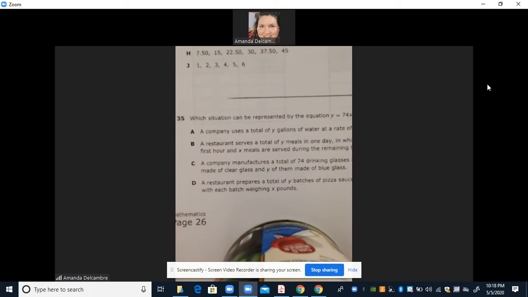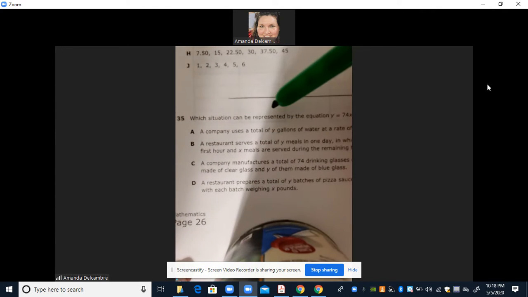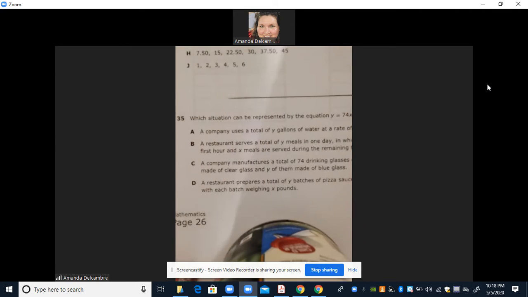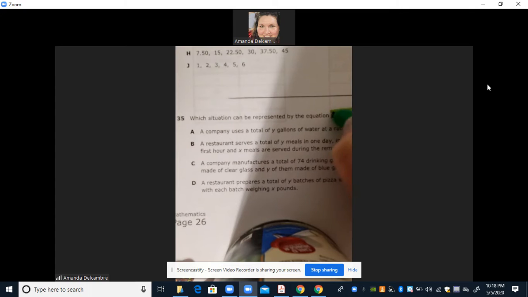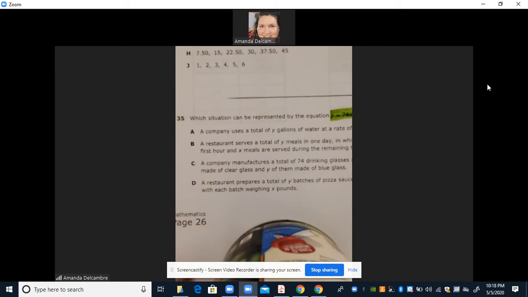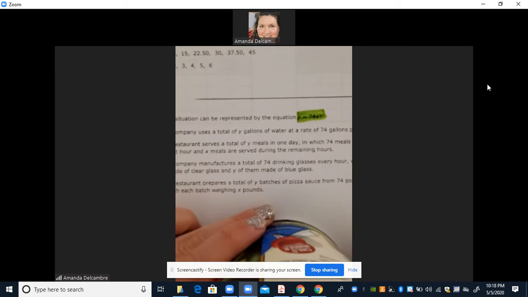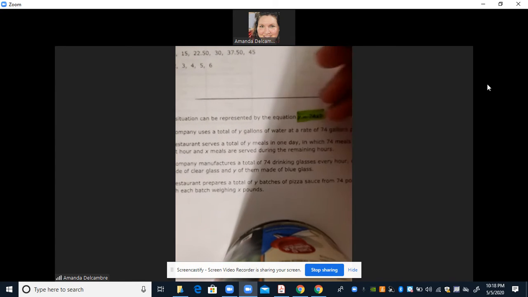Okay, let's look at number 35. Which situation can be represented by the equation y equals 74x? Okay, so y equals 74x. What type of relationship is this? Remember our two that we talked about, either multiplicative is a multiplying one, or is it an additive one? And the highlighter, really, you can't see real well this. So I'm just going to rewrite it. So y equals 74x. That is a multiplicative.